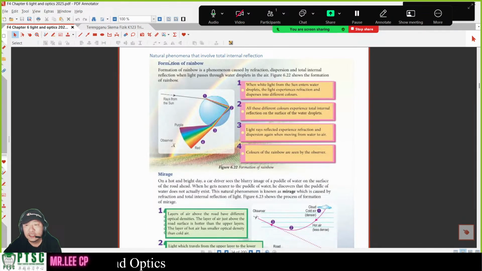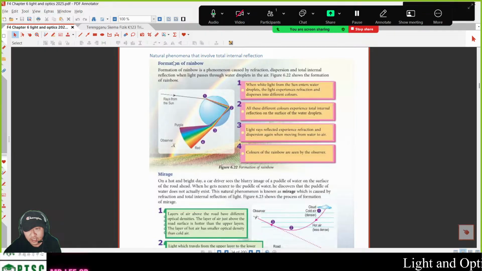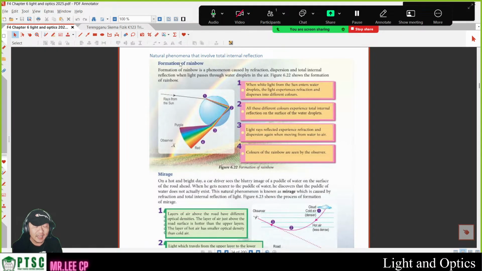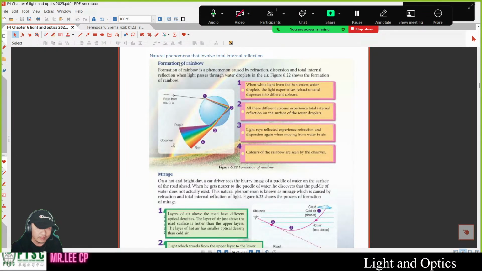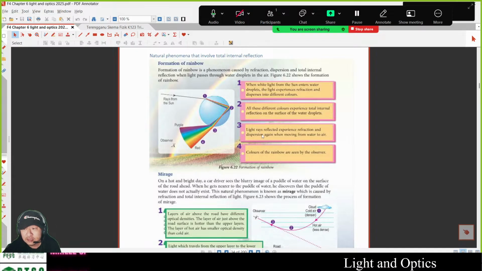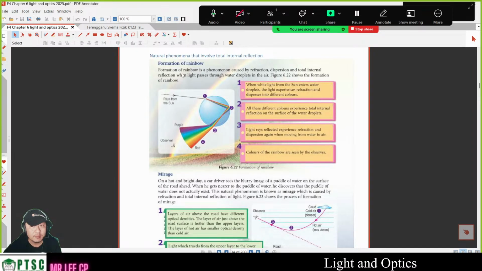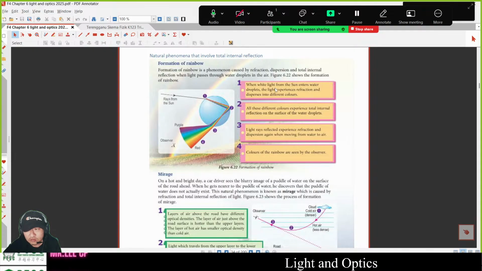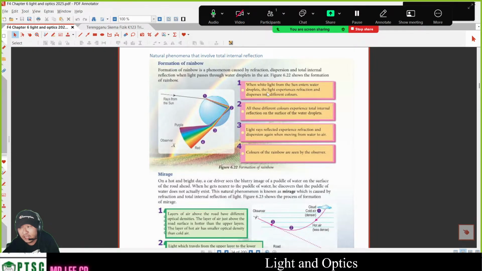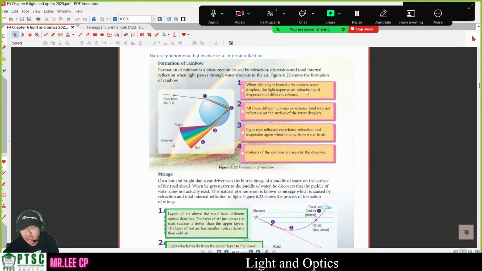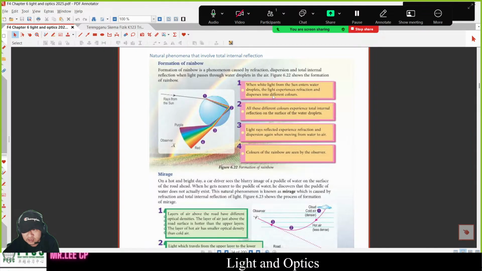In daily life, there are a few uses of total internal reflection, or natural phenomena that involve total internal reflection. This one is commonly asked in essay questions in Form 1, so you need to memorize this. Formation of a rainbow. First, when the light travels from the sun and enters the water droplet, the light experiences refraction and disperses into different colors.